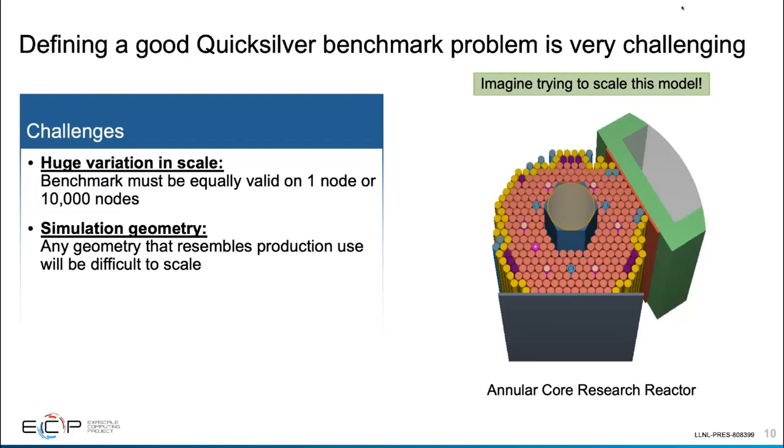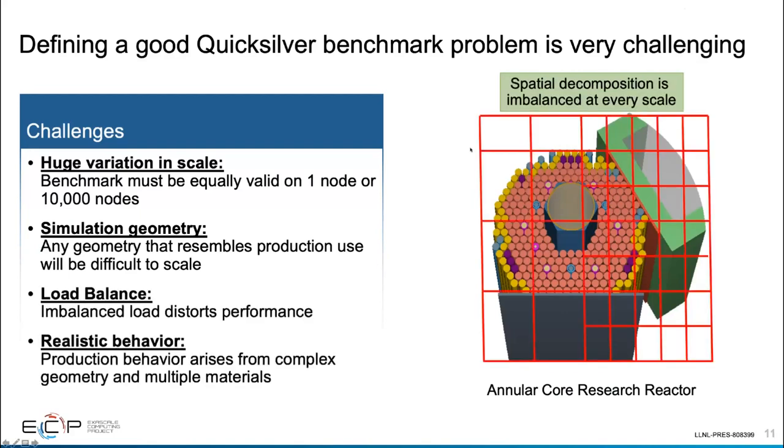And any simulation geometry that we thought about that would be a production kind of geometry was going to be very difficult to scale. I've shown here just a typical test problem that we've used in Mercury. It's an annular core research reactor. And you can see that trying to scale that up or scale that down could be a real challenge. There is kind of a sweet spot in scale where that problem operates, but if you're trying to change scales, you've got a very, very challenging problem.